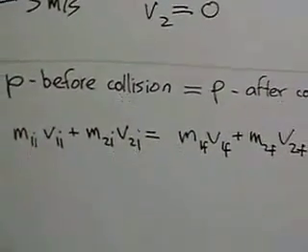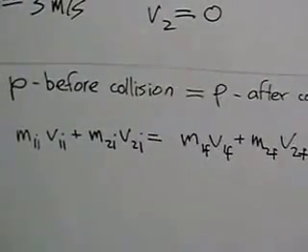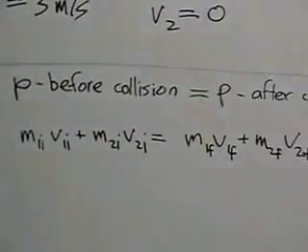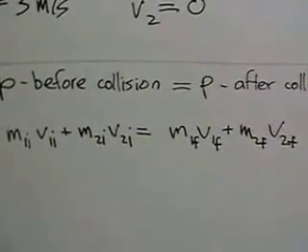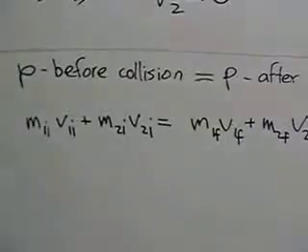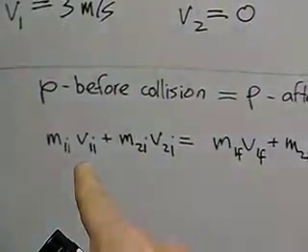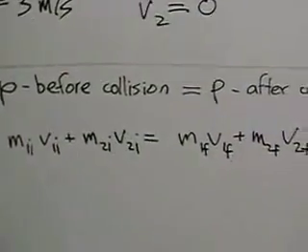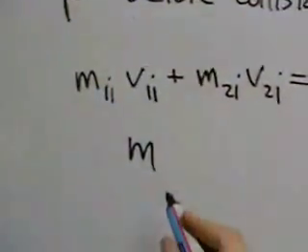So we can say that momentum before collision equals the momentum after the collision, and the general equation would look like this, that we have the initial momentum of both of them added together should be equal to the final momentum of the two together. So the subscript I stands for initial, and the subscript F stands for final.